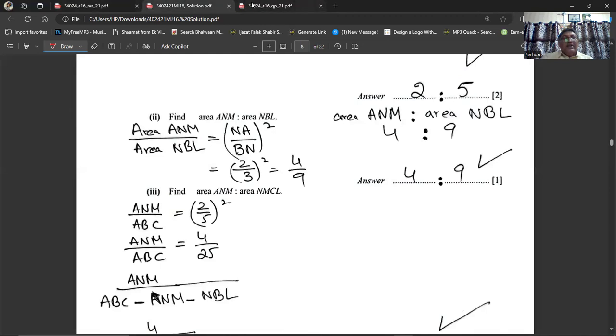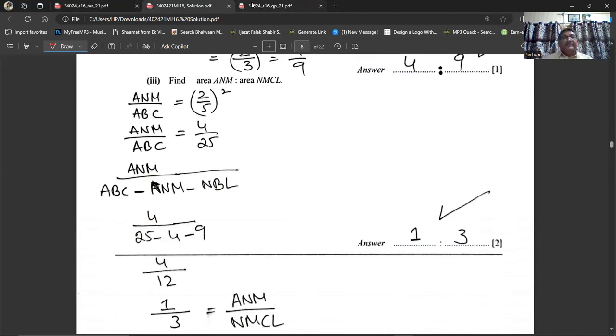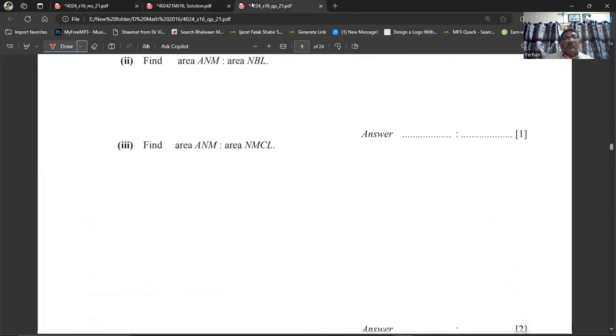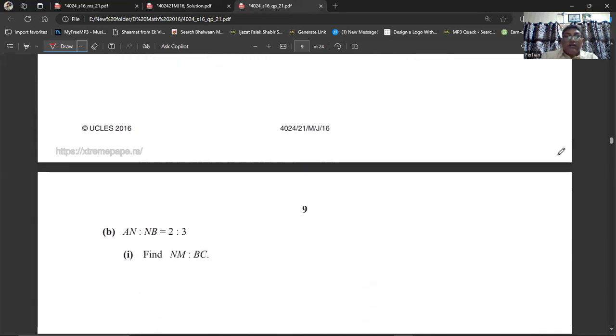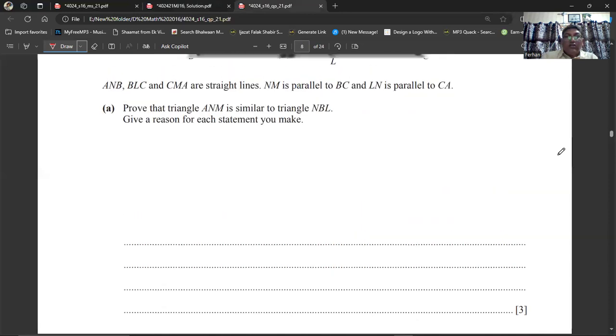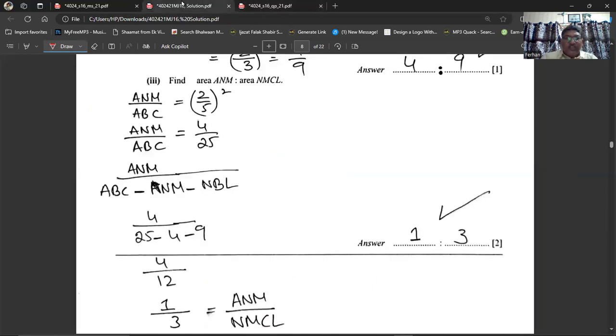Okay. So now we are going to the next part, and in the next part he says, find the ratio of the area of ANM to the area of NMCL. They are talking about this triangle ANM, and they are talking about NMCL. So what I will do is find the ratio of this small triangle with the big triangle, and then from the big triangle I will subtract these two, and I will be able to find out the area of this NMCL. I hope you understand this strategy.